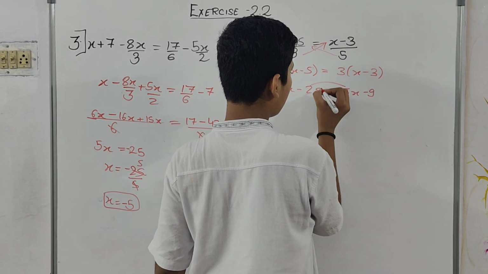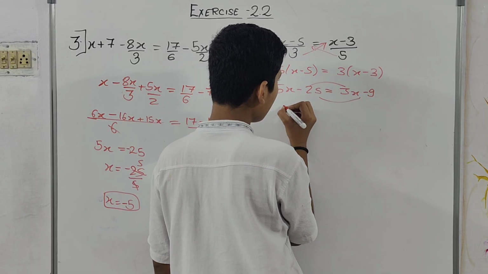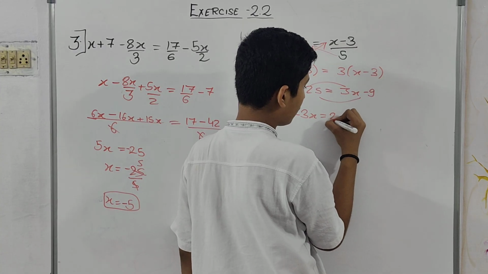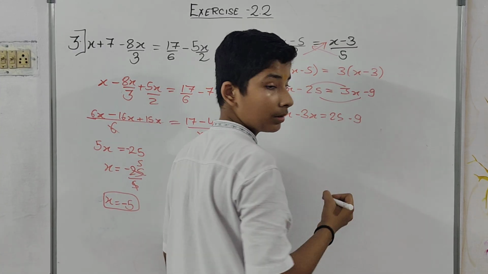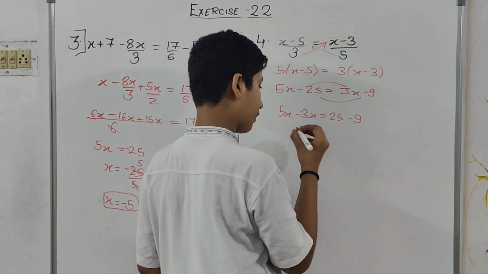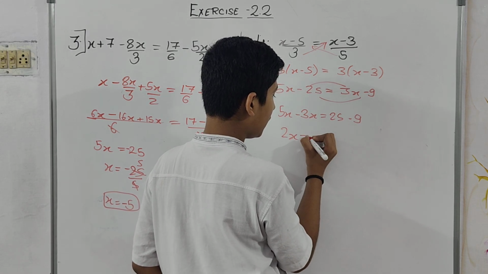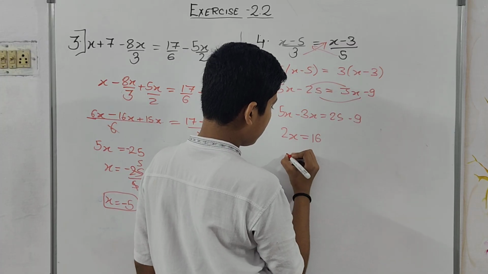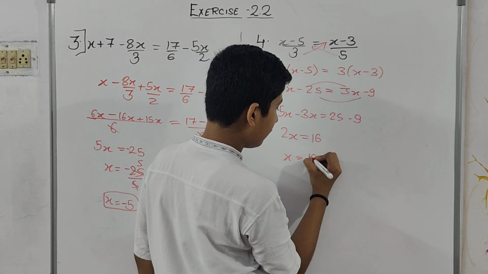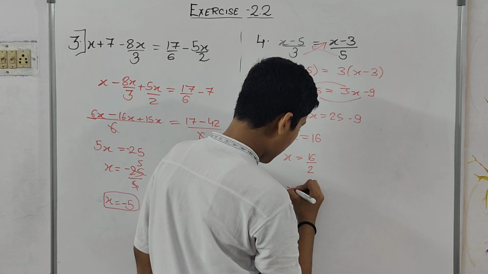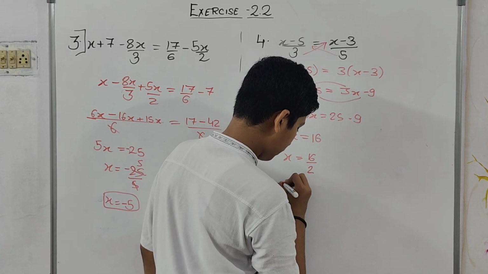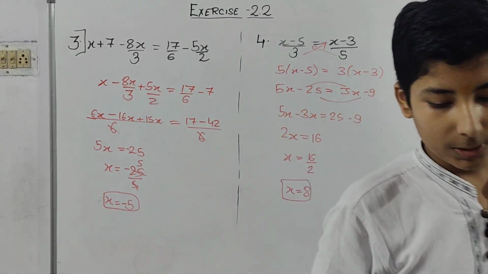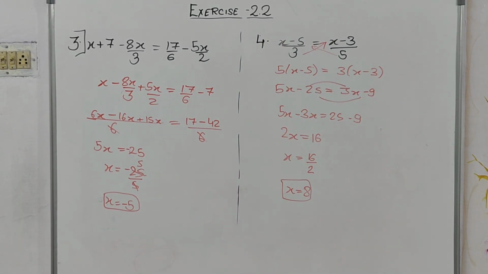This one side, this other side. 5x minus 3x equals 25 minus 9. So 5x minus 3x is 2x equals 25 minus 9 is 16. Now x will be 16 by 2. x equals 8. Now we'll come to our next question of the video.